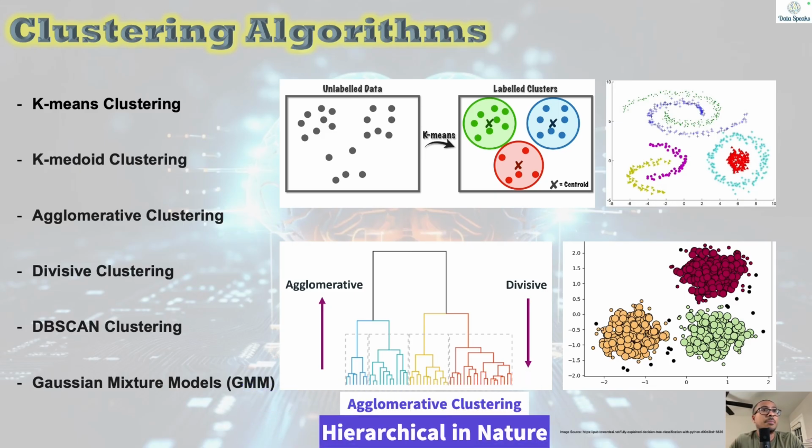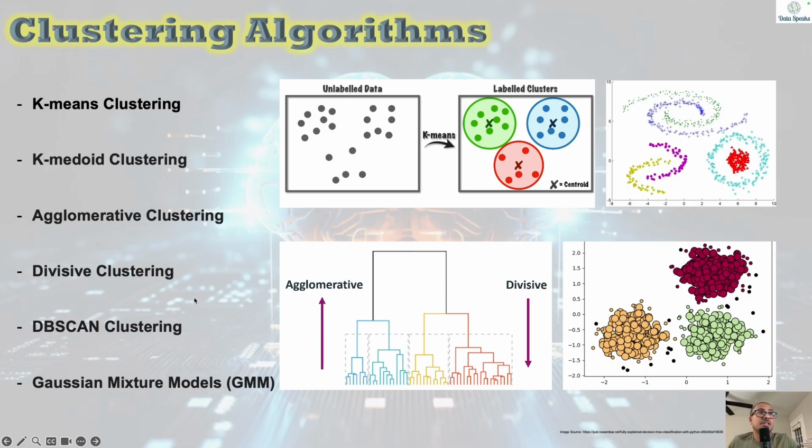Agglomerative clustering works at the hierarchy level. When you have data which needs to be broken into a hierarchy, then agglomerative clustering and divisive clustering are the techniques to go with. DBSCAN clustering is another powerful one. When you have data which is not linearly separable, then DBSCAN is really powerful as well.